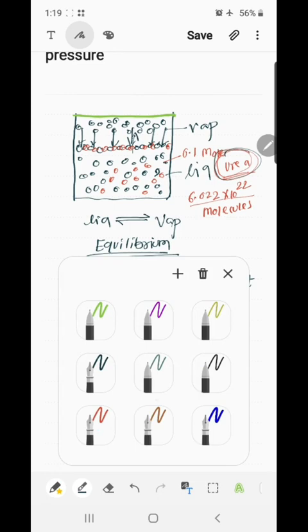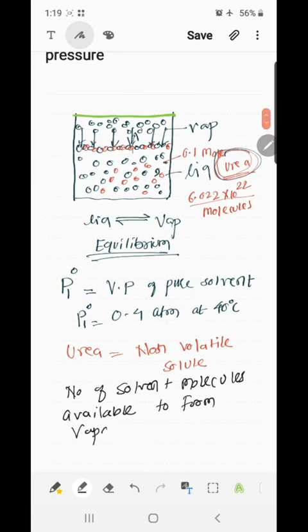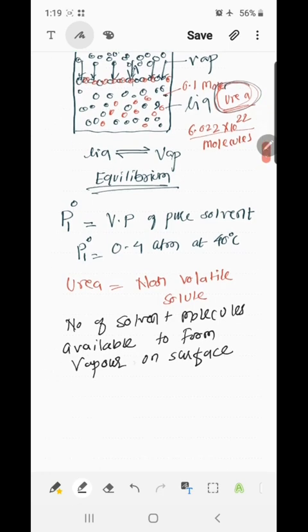So class, we can say the number of solvent molecules available to form vapor on the surface per unit area has decreased.